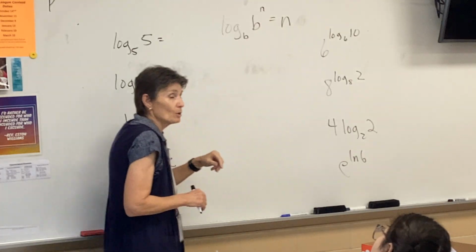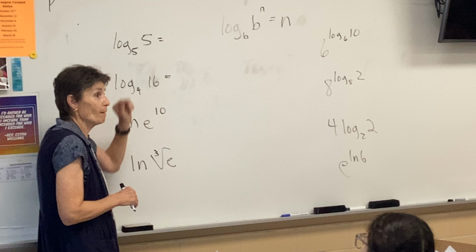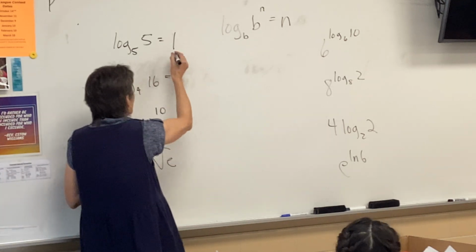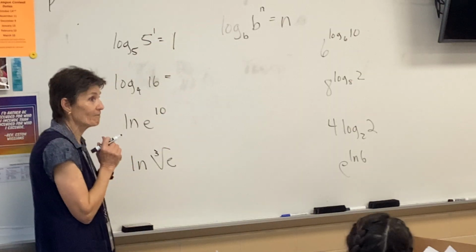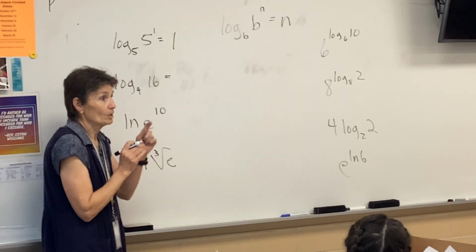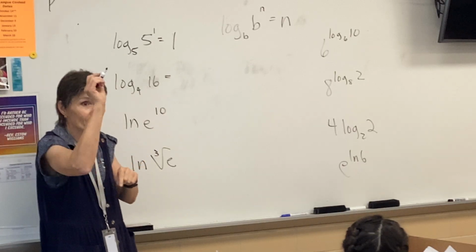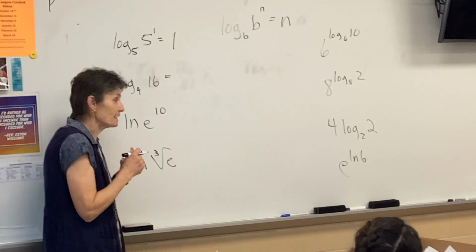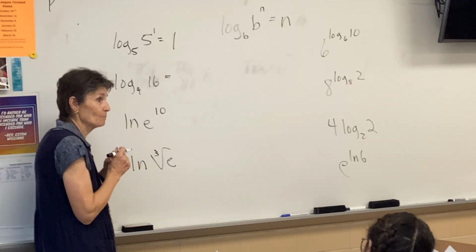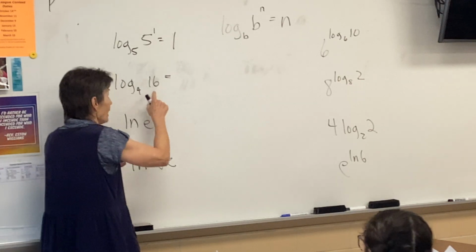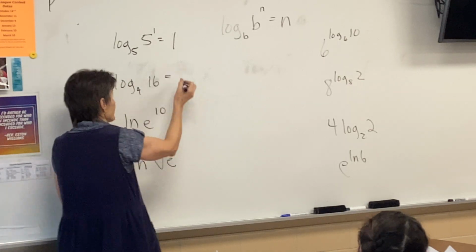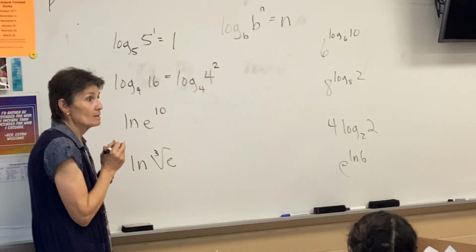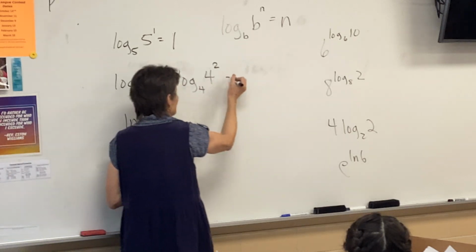Okay? Now, could that help me do problem 1? Yes, it's 1. It's 1 because isn't there a power of 1 on that 5? The log base 5 of 5 to the first is just 1. Could it help me do problem 2? If I'm smart enough to change 16 into 4 squared, so that answer is just 2.